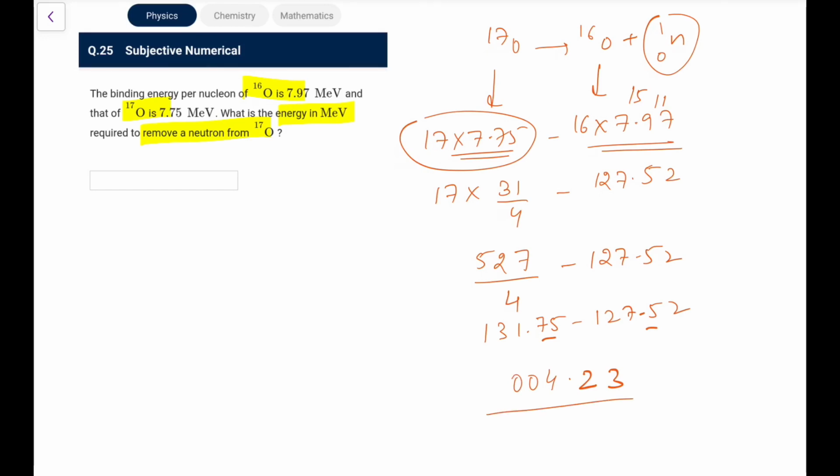Let me check what's given in your answer. Yes, exactly 4.23. So this was today's paper.